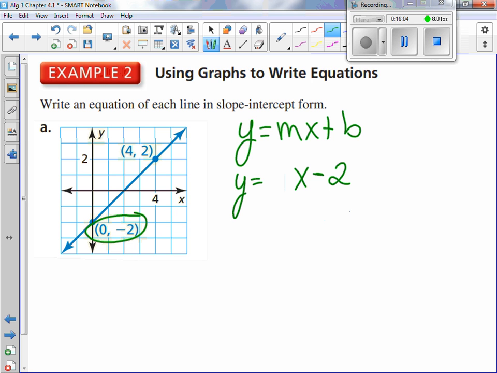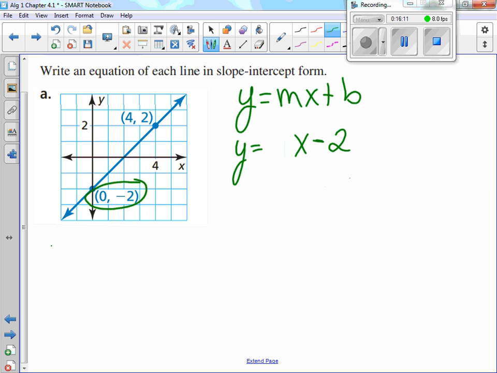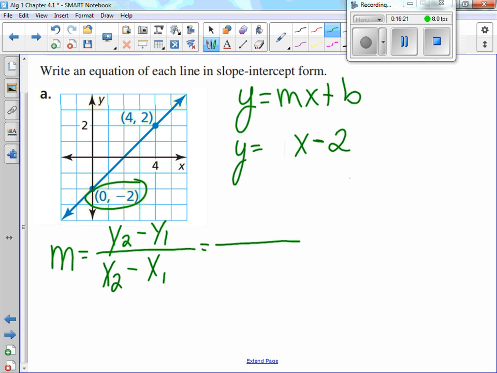But what do we need to find? We need to find the slope, yes? So if I'm finding the slope, we're going to use the slope formula, y2 minus y1 over x2 minus x1. So what are our two y values that we're given? 2 and negative 2. So how do we want to put those on top? Which one goes first? Negative 2 minus 2.